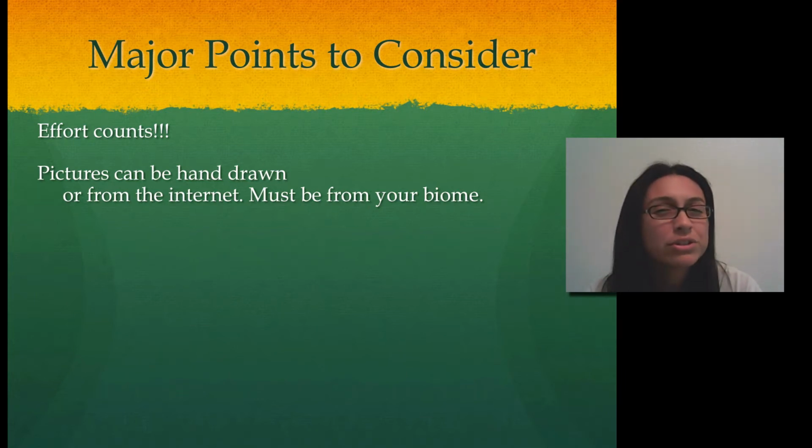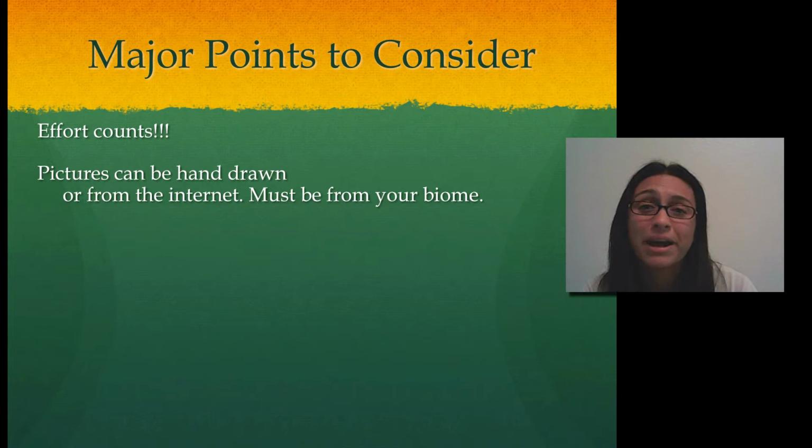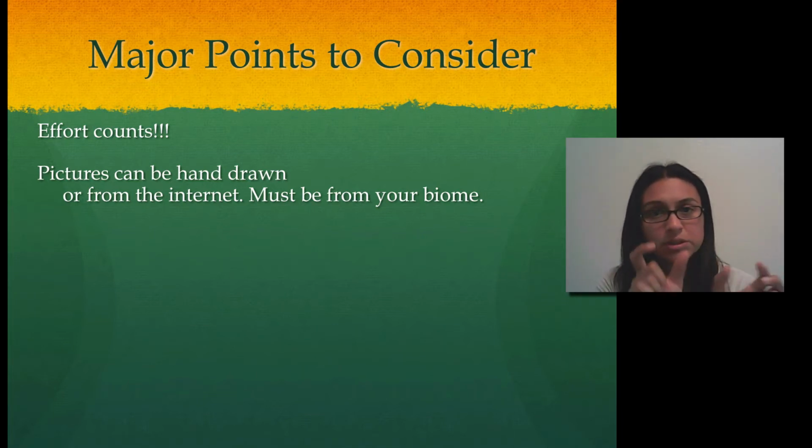So you can use pictures from the internet, but let's say you're doing your food chain. You can't just find a food chain and then put that into your project. You have to create the food chain. You have to find plants and animals that would be a part of a food chain for your biome, and then build the food chain by taking those pictures, cutting, pasting them, adding arrows, all that stuff. Okay.